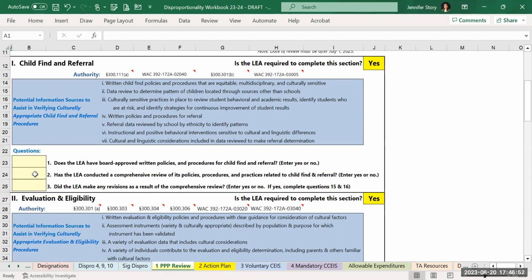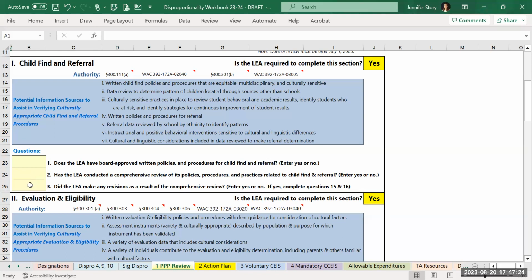You have to be able to say, yes, we do have board-approved policies and procedures for child find and referral. All LEAs are required to have that. Has the LEA conducted a review of its policies, procedures, and practices related to those areas? You have to be able to say yes, because that's a requirement when you've got disproportionality or significant disproportionality. If you haven't completed the review yet, then you can't finish the workbook until you complete the review.